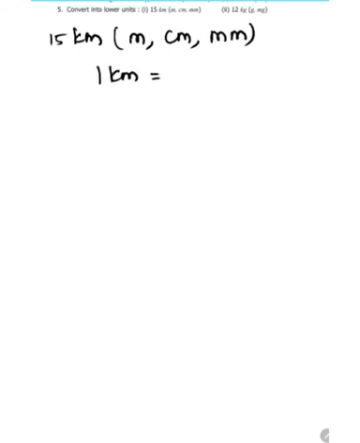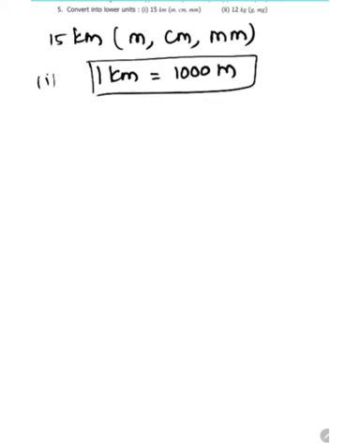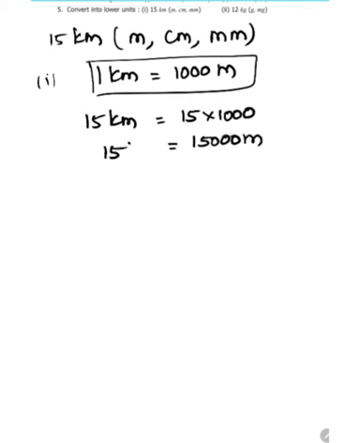Okay, so let me see the next sum, that is convert into lower units. Convert 15 kilometer to meter, centimeter and millimeter. First, 1 kilometer is equal to 1000 meter. So 15 kilometer is nothing but 15 into 1000. So 15,000 meter.